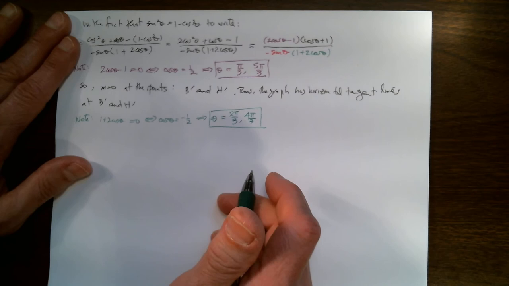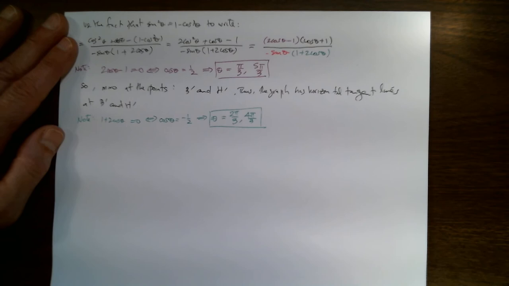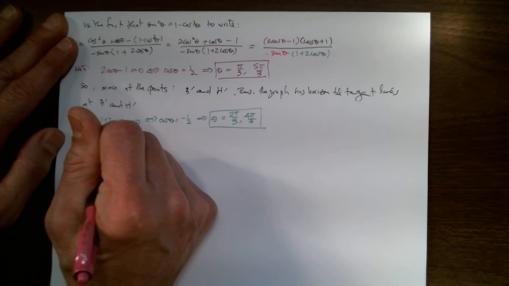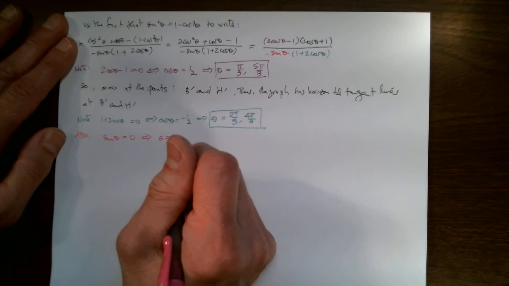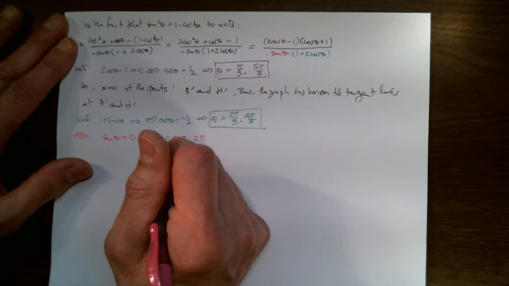And furthermore, the other factor in the denominator is the sine of theta. The sine of theta would be 0 if theta is equal to 0, pi, or 2 pi. Those would be the angles between 0 and 2 pi at which the sine of theta would be 0.